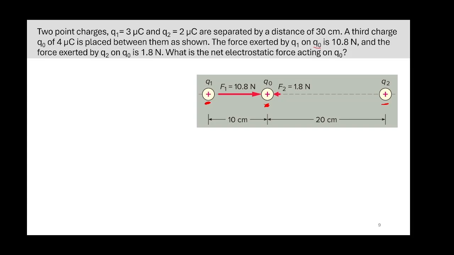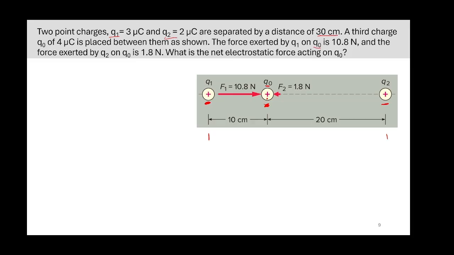And the question is asking that two point charges Q1, Q2 are separated by a distance of 30 centimeter. So the total distance is 30 centimeter between Q1 and Q2. A third charge Q0 of 4 microcoulomb is placed between them as shown. So the third charge is here, Q0 is placed at 10 centimeter from Q1 and 20 centimeter from Q2. The force exerted by Q1 on Q0 is 10.8 Newton.